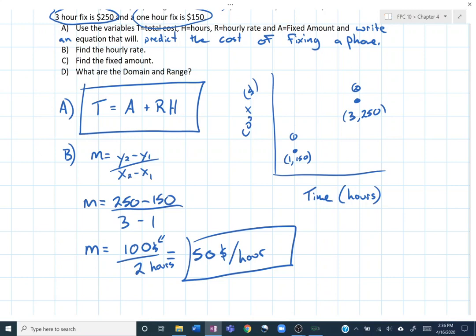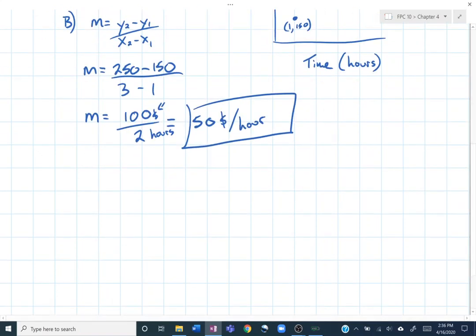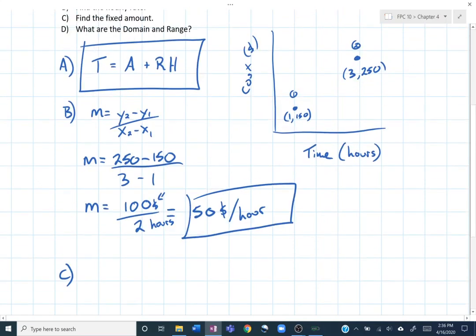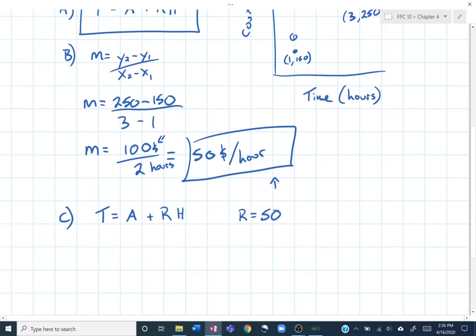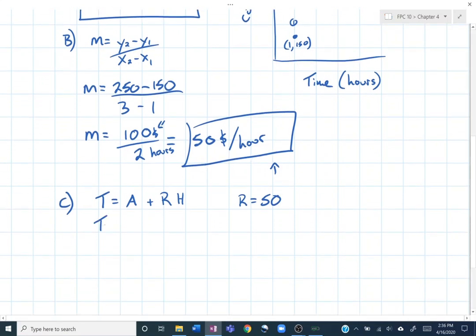I think there's a couple ways we could go about it, and I'm going to go about it a fairly algebra-intensive way because I like to practice algebra. I'm a bit of a masochist that way. So we have this equation from A: T is equal to A plus RH. And I know from B that my rate is going to be 50. So I can substitute that into my equation. T is equal to A plus 50 times the number of hours.